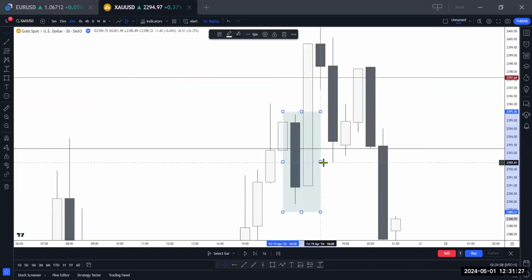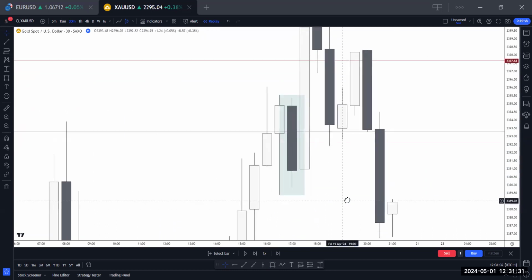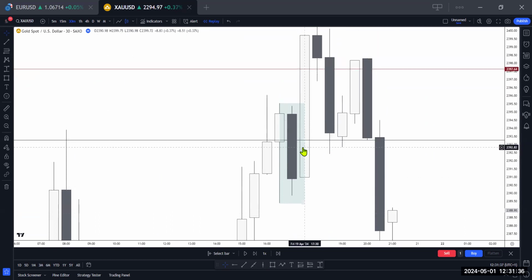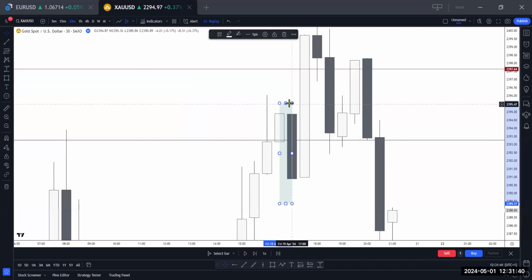Engulfing buy? No. Why is it not an engulfing? Engulfing buy, sell? No. I'm not talking about this. I'm talking about this engulfing sell, right?